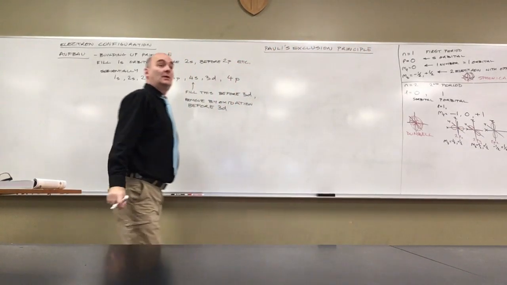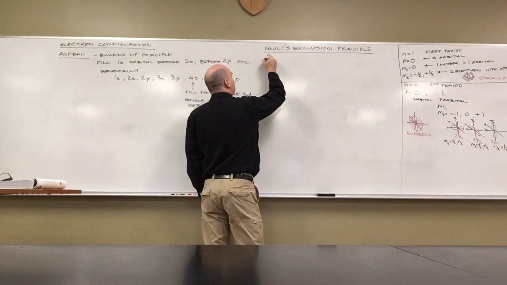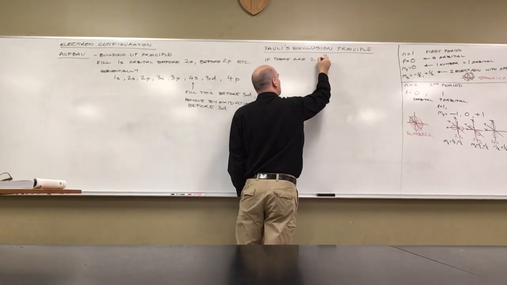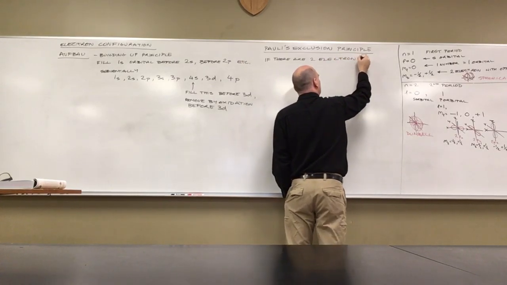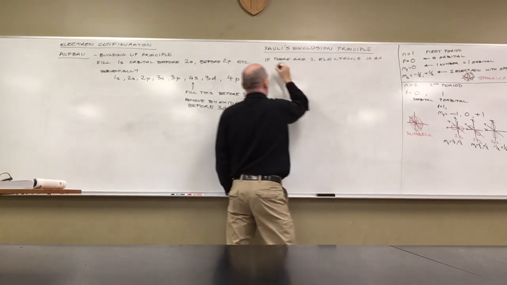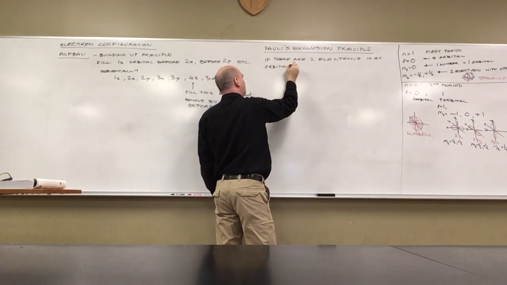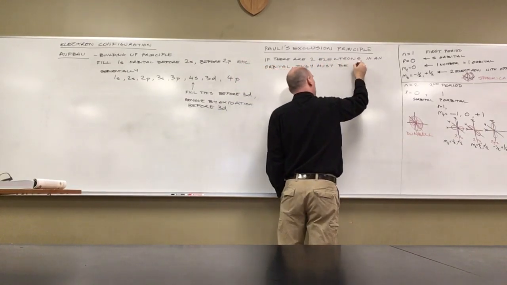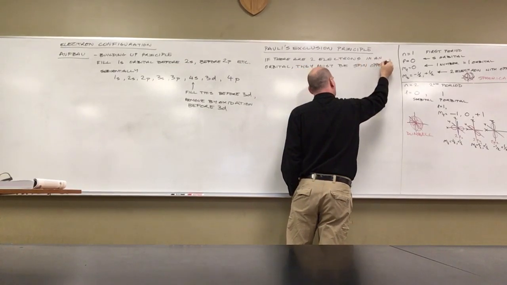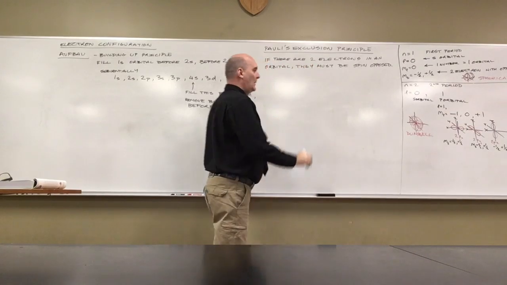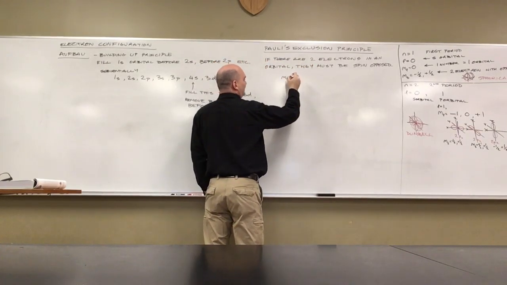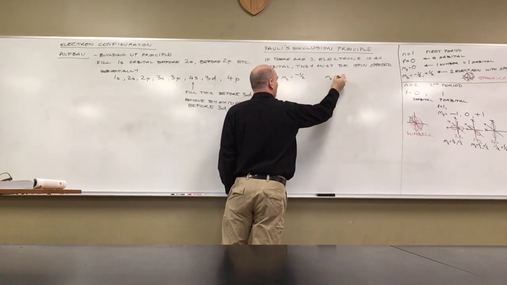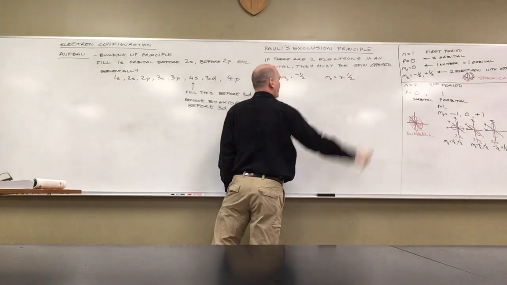Then we have Pauli's exclusion principle that says if there are two electrons in an orbital, they must be spin opposed. That means that the ms of one equals minus a half, and the ms of the other equals plus 1/2.